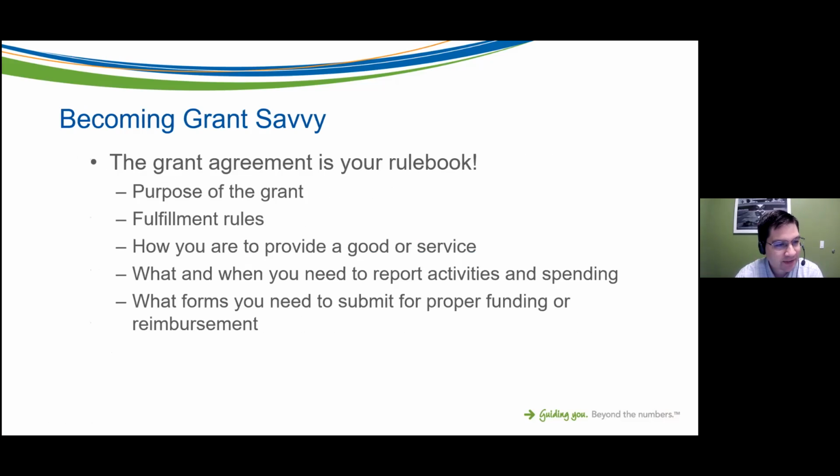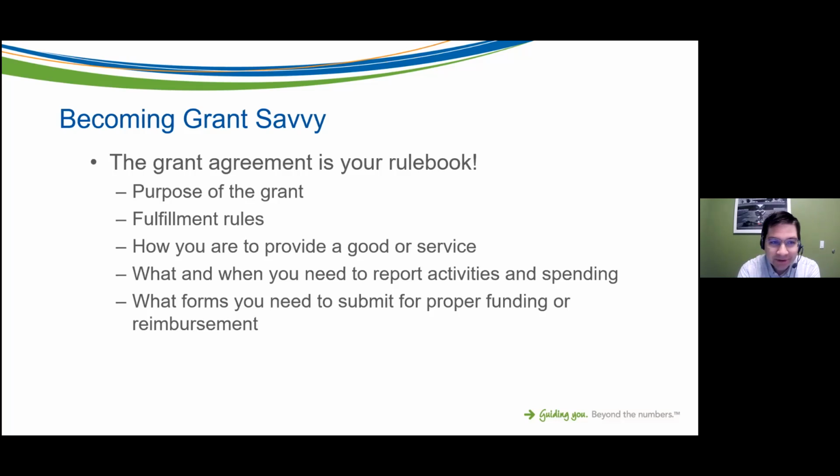It'll tell you the purpose, how to fulfill the purposes that were set out, and how you may have to provide a good or service. The donor can tell you how to do that. It'll give you deadlines for reporting and deadlines for spending. You need to spend it in a certain window. And what forms you need to use to submit for proper funding or reimbursement.